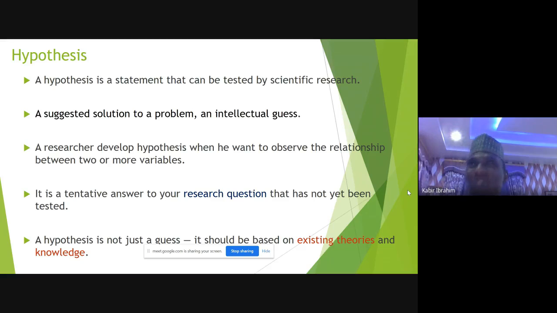So it is not just a guess like this. It should be based on existing theories and knowledge. You must read existing theories and past knowledge. That is literature search, literature review. Existing theories, then later you guess your answer. Then from there, you test your answer, whether it is true or not.